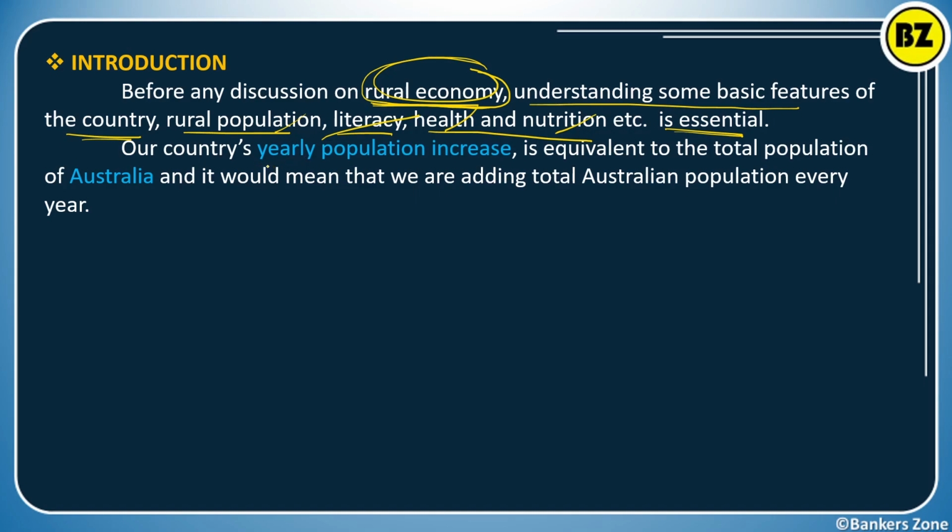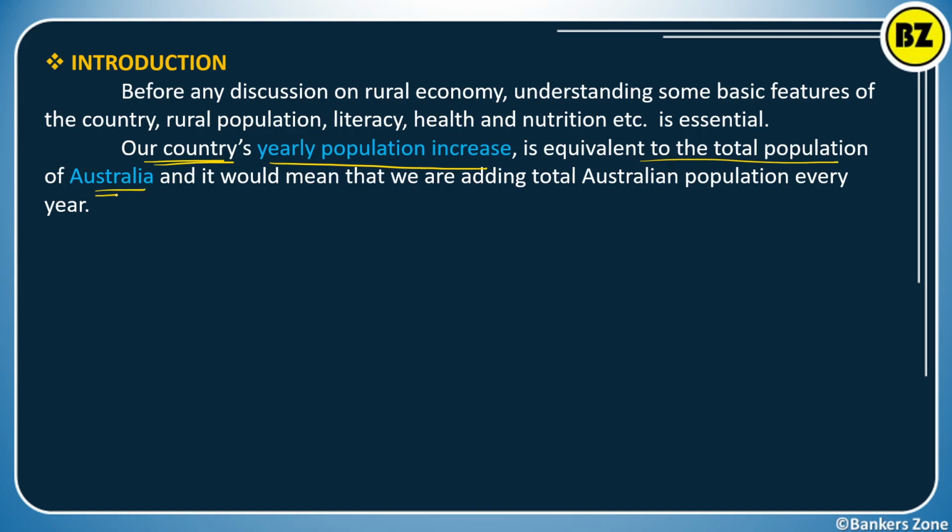Now, our country's yearly population increase is equivalent to the total population of Australia. So here, see how much population increase we are having in 1 year, that is equivalent to the total population of Australia. That means every year we are producing one Australia, right? So that much population we are having. So population is one of the demographic features, right? That's why it is important to understand the demographic features of the country, so that we can utilize the best resources. Okay, so very simple, our increase in the population is equivalent to 1 Australia per year, right? So this is just a funny informative part.